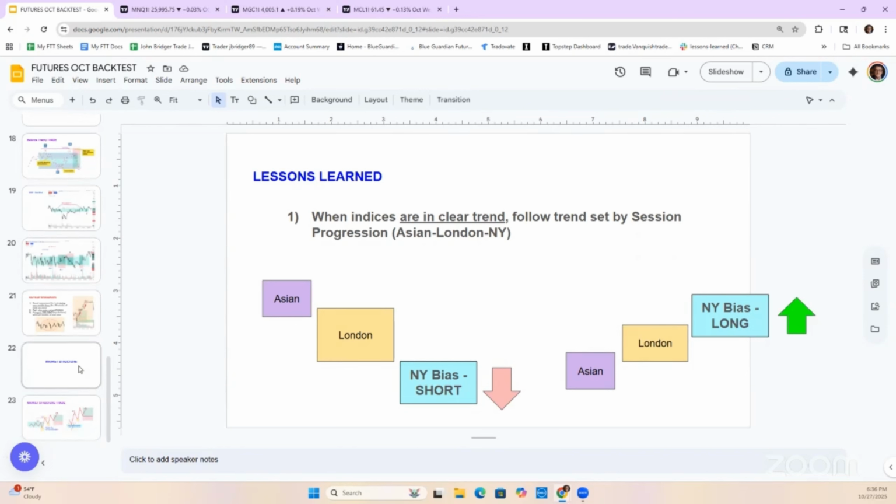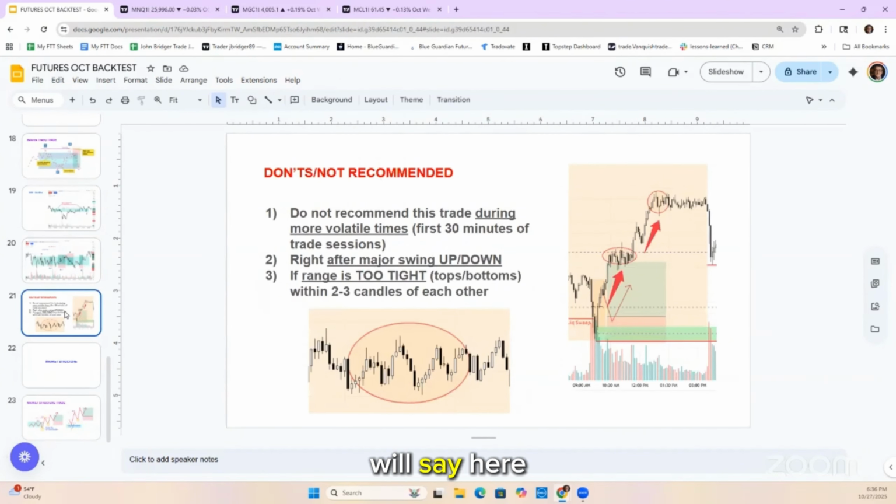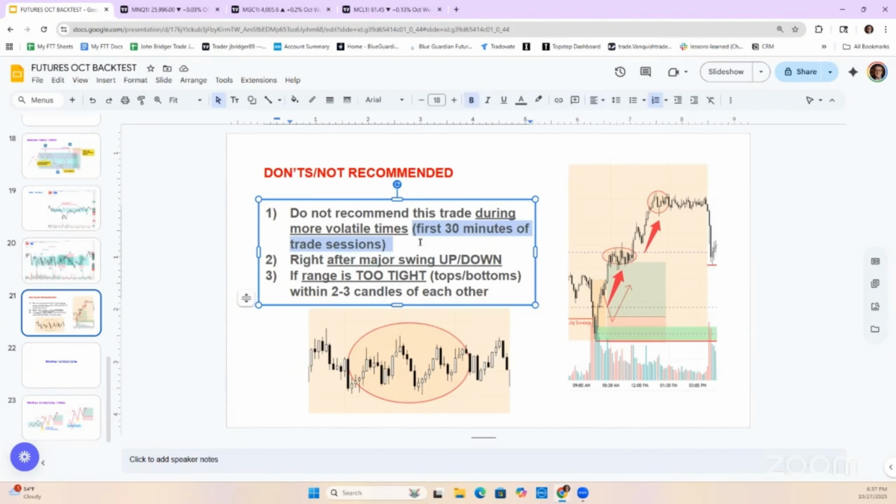So let's go to markets. Anything else I will say here? Yeah. So again, some don'ts. You can see I noted here, you definitely don't want to be looking to trade balance during the first 30 minutes, right? Because that's very volatile.